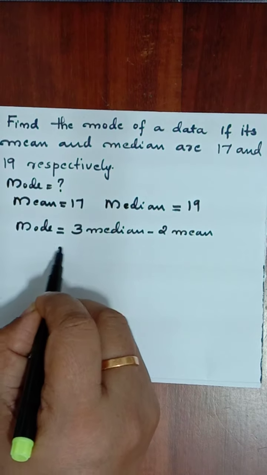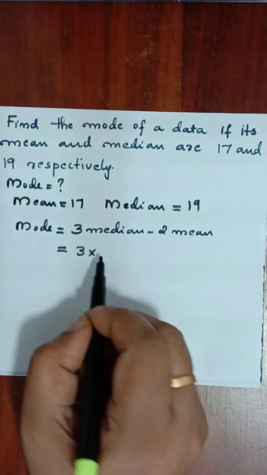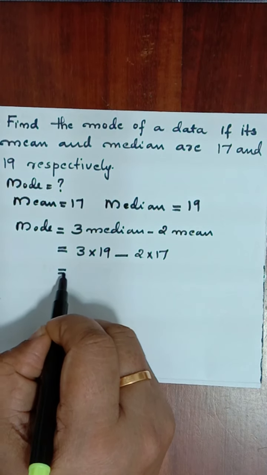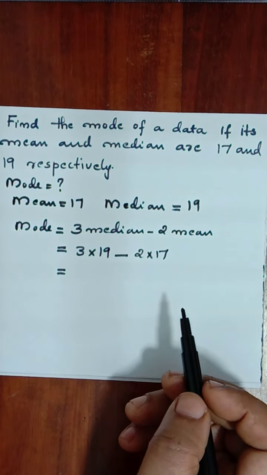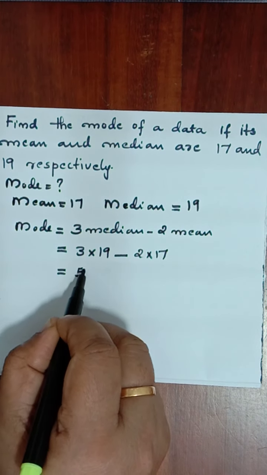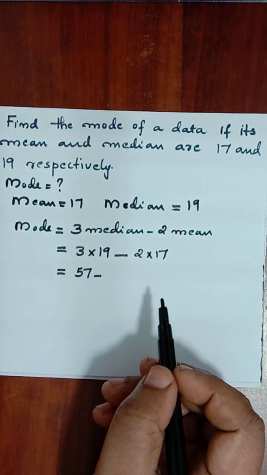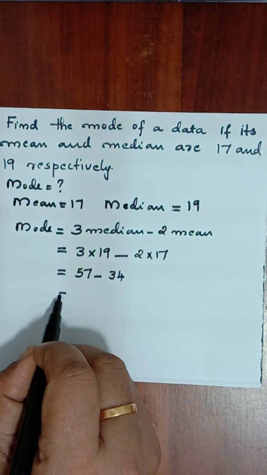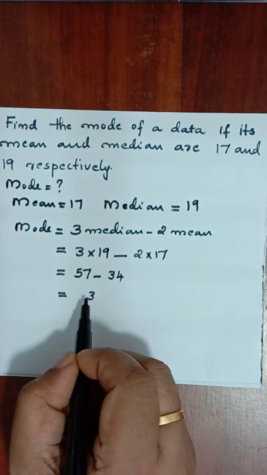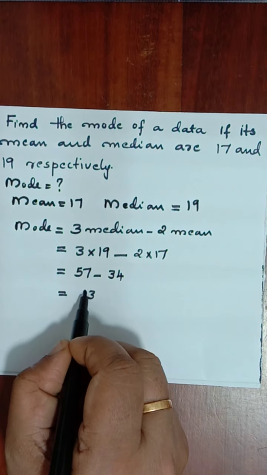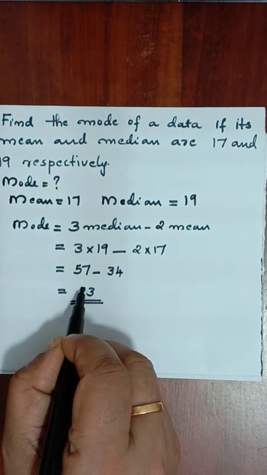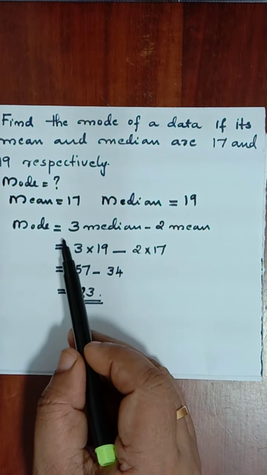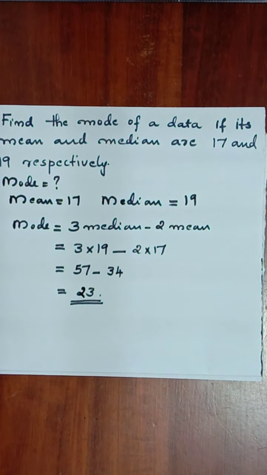So now let us substitute. It's very simple. 3 into the median value 19 minus 2 into the mean value 17. 3 into 19 is 57, minus 2 into 17 is 34. Subtracting now, we are getting 23. Isn't it? So the answer is 23. So learn the empirical formula: mode is equal to 3 median minus 2 mean.